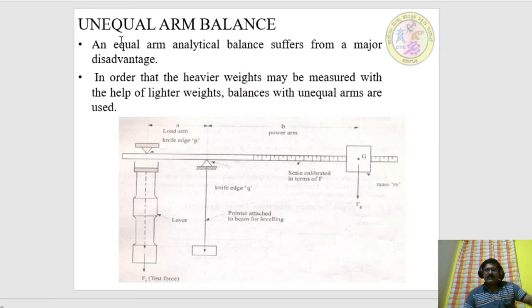Now, the second force measuring device, an unequal arm balance. There are certain drawbacks encountered in the equal arm balance. That has to be rectified by using an unequal arm balance. Here we are using some sort of lighter weights, and you can analyze the force which is measured by an instrument.